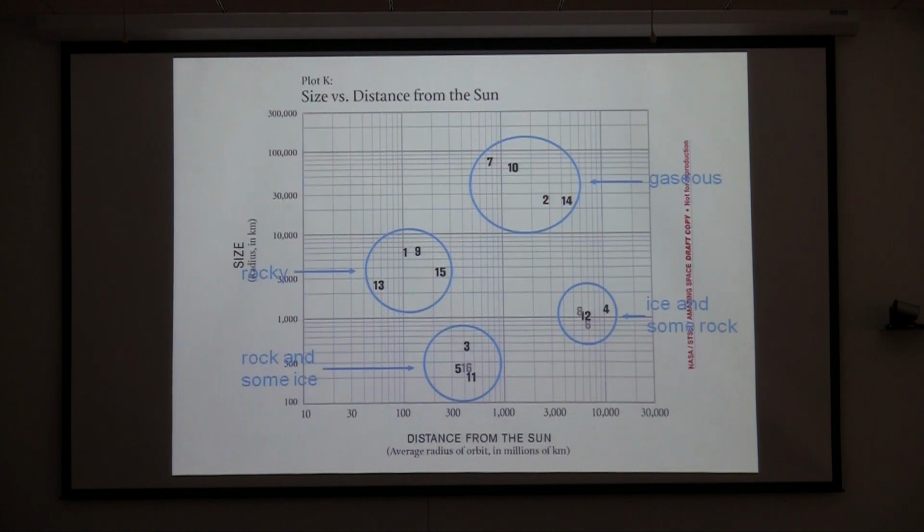So if I plotted plot K, I could circle these guys and say these are all gaseous. I could circle these guys and say they're all rocky. These guys are rock and some ice, and these are ice and some rock. What are we getting to here? Correlating composition with distance, with size. We're starting to do what we would call categorizing, classification, grouping of objects in the solar system. Okay? Now, here's the fun stuff.